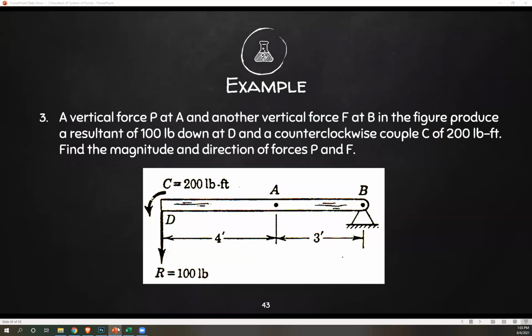So number 3, a vertical force P at A and another vertical force F at D in the figure produce a resultant of 100 pound down at B and a counterclockwise couple C of 200 pound foot. Find the magnitude and direction of the forces P and F. So basically, this figure is the resultant of a system of forces. That system of forces is a force P at A and F at B. So we need to know the magnitude of P and F, as well as its direction.